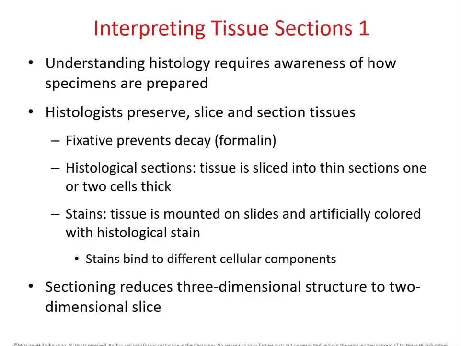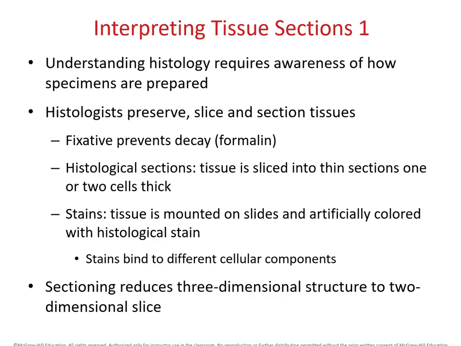So the way they get these sections is using something that looks like a miniature deli slicer. Like if you've ever been at the deli and you're going to get a pound of turkey or a pound of ham, and they use the rotary slicer, and it slices thin slices of the ham or the turkey. A miniature version of that is what's used to make these super, super thin slices of cells.